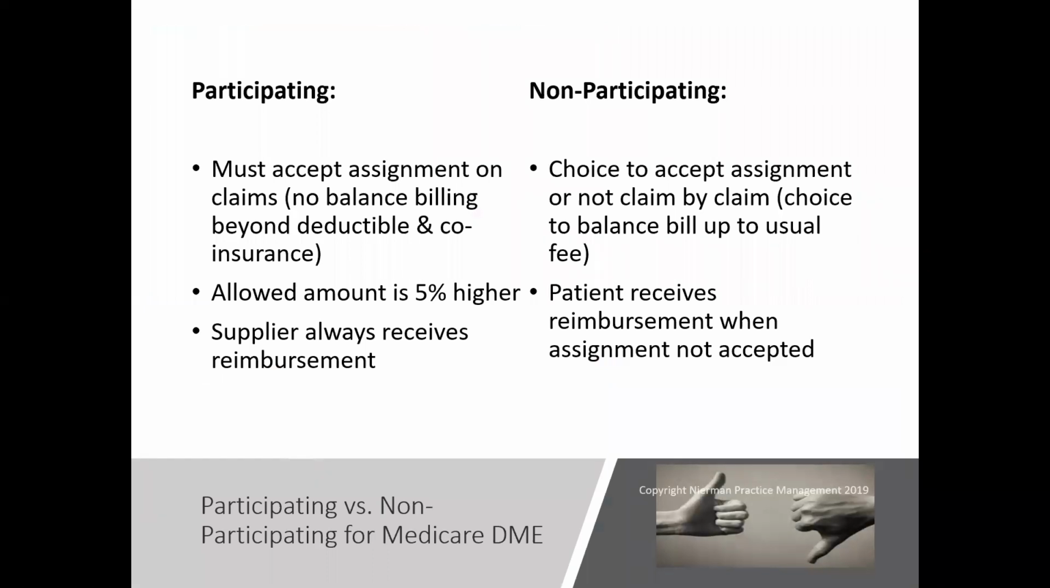Now, when you do sign up as a DME supplier, there's 2 ways you can sign up. One would be participating and one non-participating. Now, if you are participating, you must accept assignment. No balance billing beyond the co-payments and deductible. The allowed amount is 5% higher than Medicare's fee, called the limiting charge. And the check must come to your office. It doesn't go to the patient.